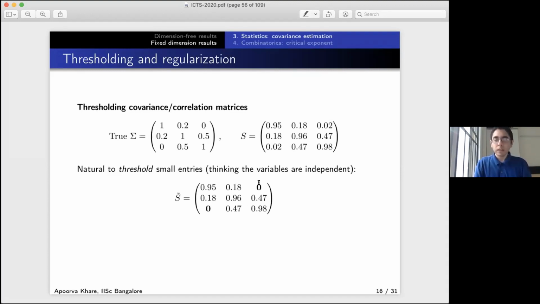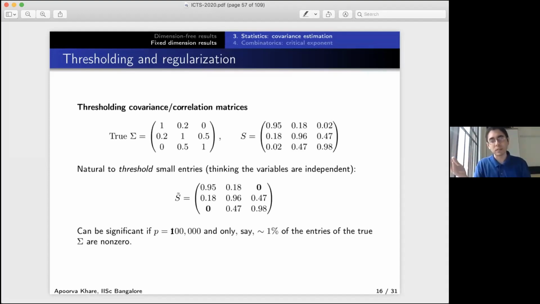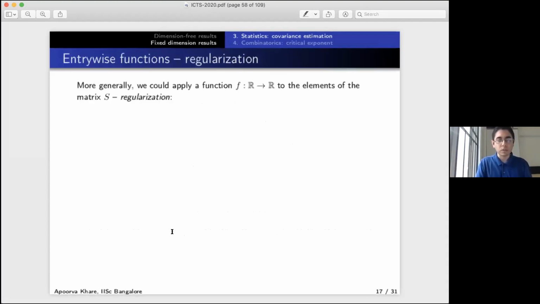And so this is a nice fun exercise in looking at numbers, but this is very significant. If, say, you have a 100,000 by 100,000 matrix and only 1% of the true entries are nonzero, then you really can clean up this matrix using, say, hard thresholding or maybe soft thresholding or other similar regularizations. So more generally, you can apply some function to every single entry of the matrix.